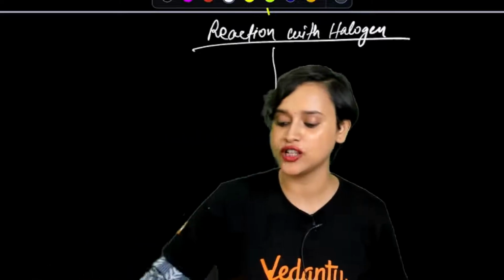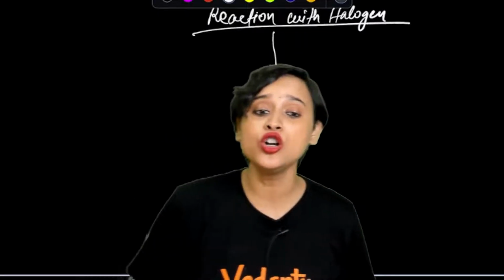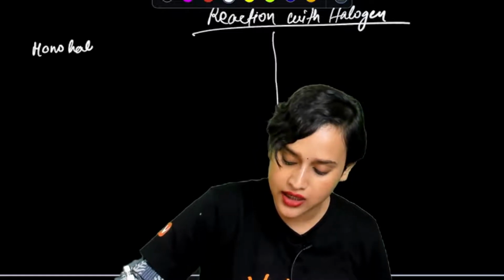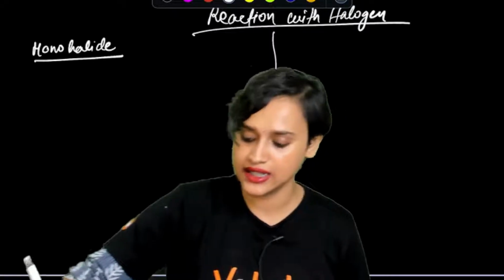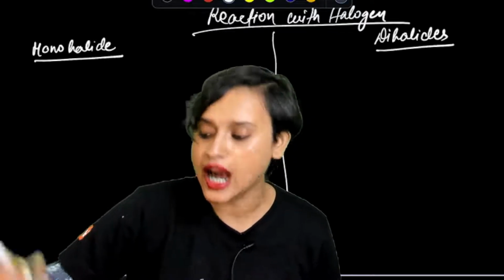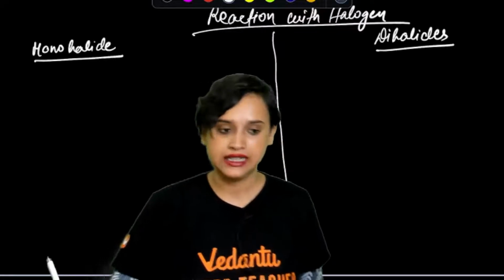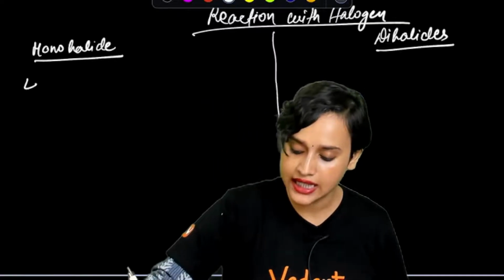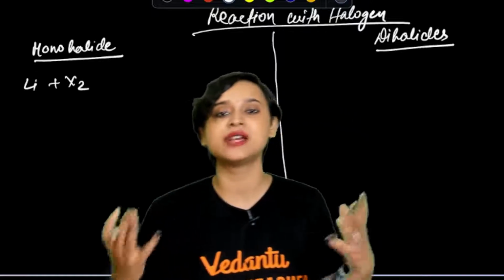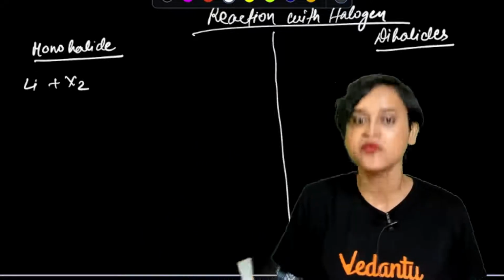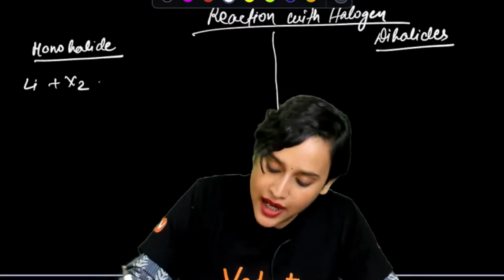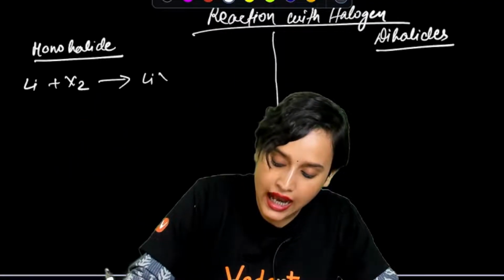I'm pretty sure that you know that group 1 will form monohalides, because obviously they are monovalent. And these guys, group 2, will form dihalides because they are divalent in nature, right? So when lithium reacts with X2, X can be fluorine, chlorine, bromine, iodine, astatine. So Li plus X2 will give you LiX.